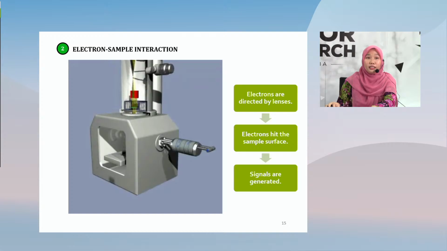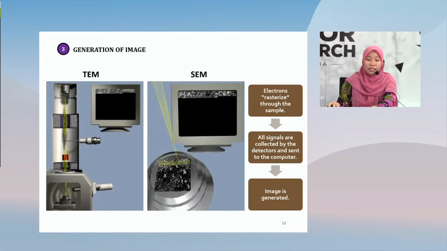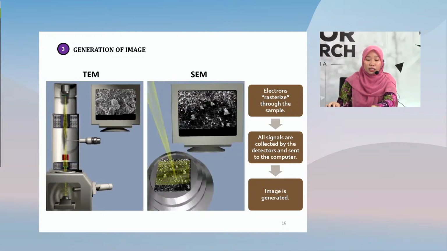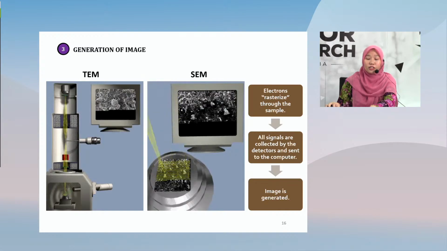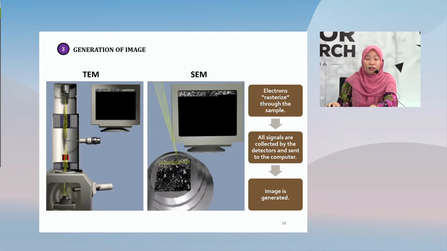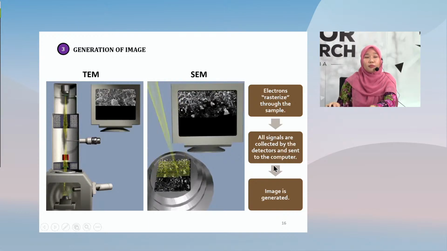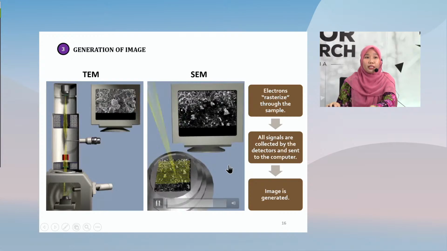Then, in the SEM, the electron beam sweeps or scans the surface of the specimen, which causes it to discharge secondary electrons. The detectors convert the electron signal into a light signal that is amplified by passing through a photomultiplier before the final image is projected on the computer screen. Then the image is generated. So this is the comparison between TEM and SEM on how the image is generated.